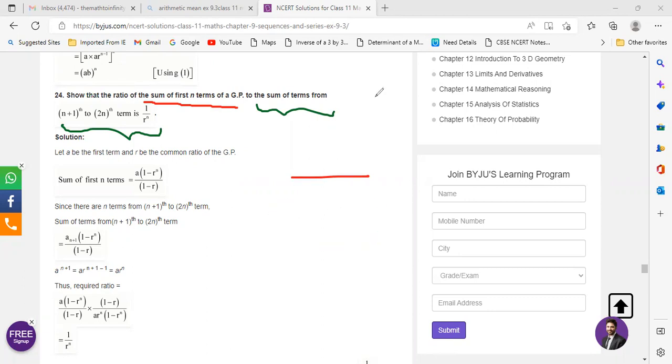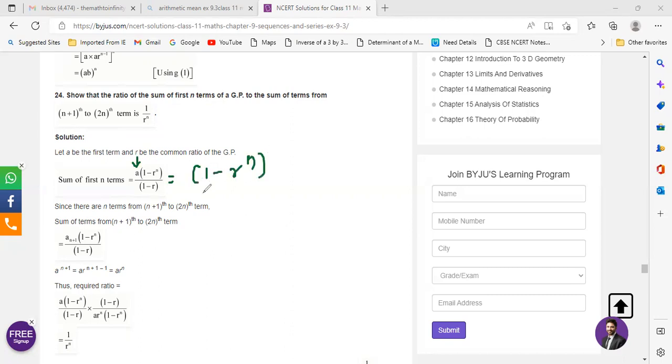All right. So we don't know what the sum of the terms from n plus 1 to 2n is, but we know the sum of the first n terms, which is a into 1 minus r raised to the power n upon 1 minus r. So this is the formula, we are already aware of it. You can also substitute the value of a as 1 here, which will be 1 minus r raised to the power n upon 1 minus r. So this is the result for the numerator.